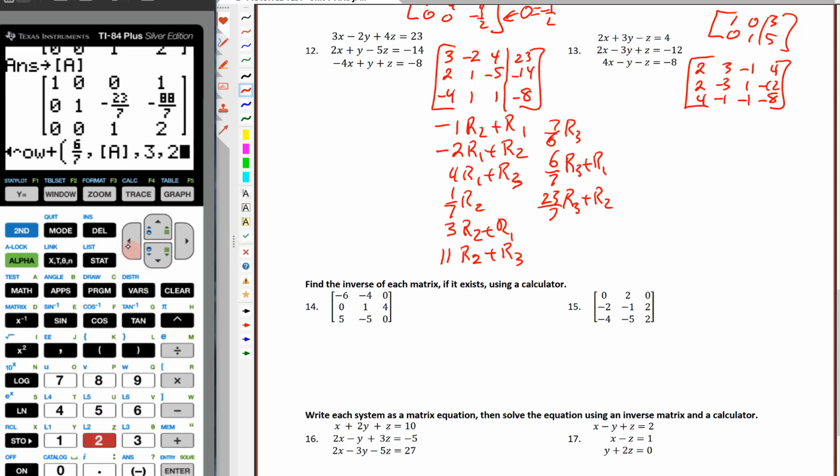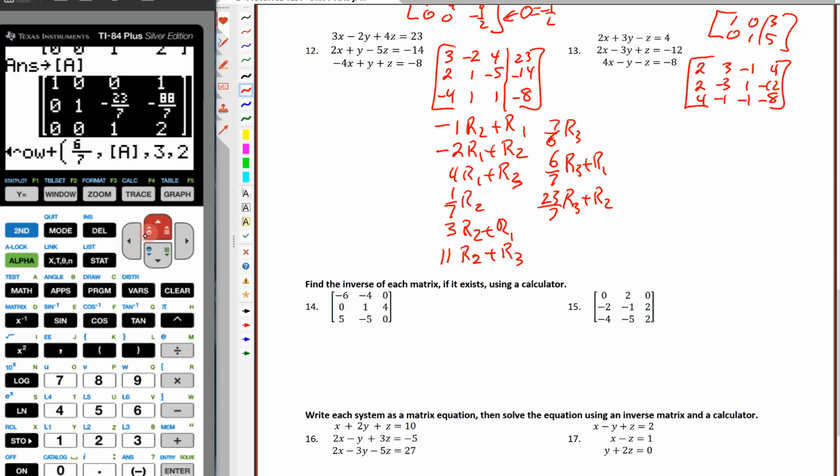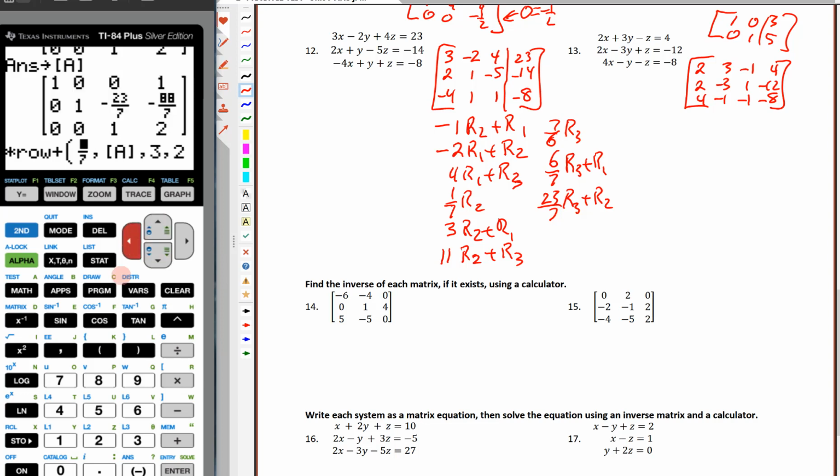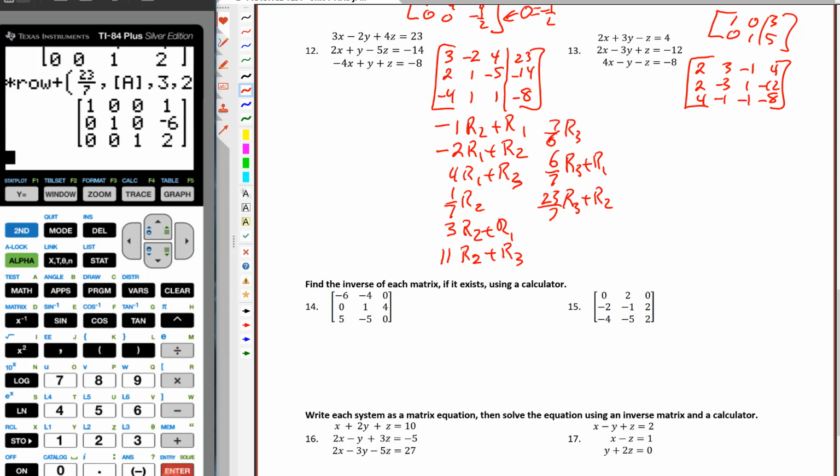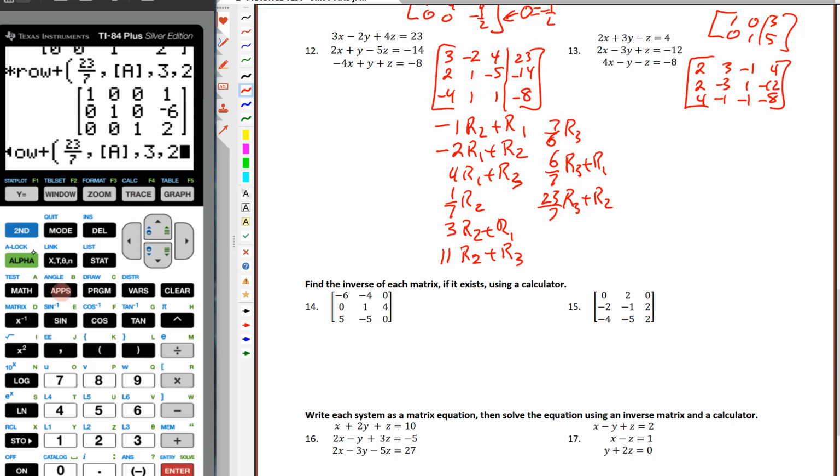So that's going to be a 2, and we'll just make sure that we get everything right here. That is 7ths, and then we've got 23. Okay, so I'll come down here, 23/7. Looks good. Matrix A, 3, 2. We're good, and there we go. Okay, so we've got that in reduced row echelon form. I'm going to quickly save that.